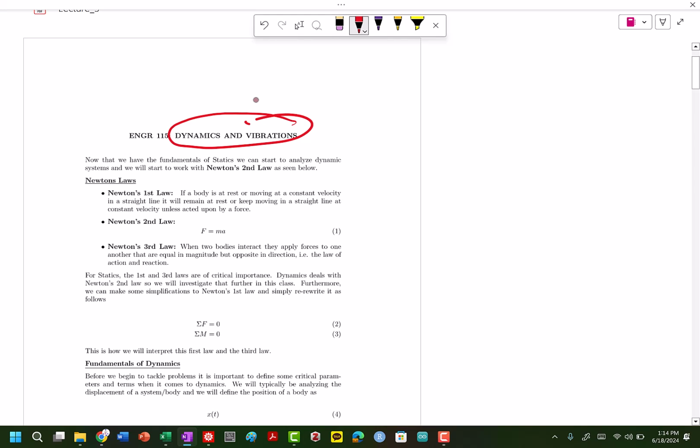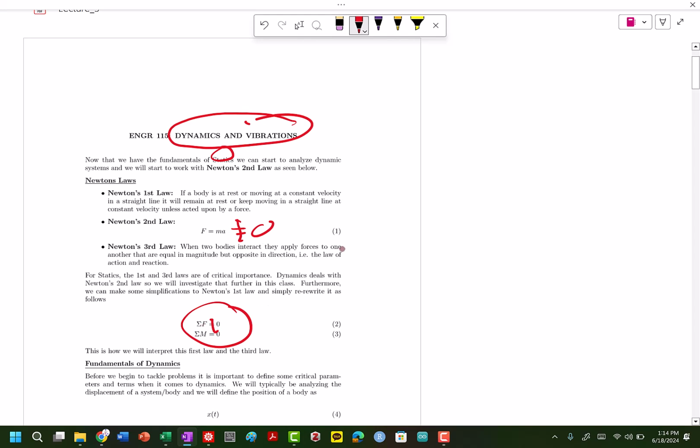So you're all experts now in statics. You know that this is equal to zero. The sum of the forces, the sum of the moments, equal to zero. But now we are going to do something drastic. Now stay with me here. Not equal to zero.